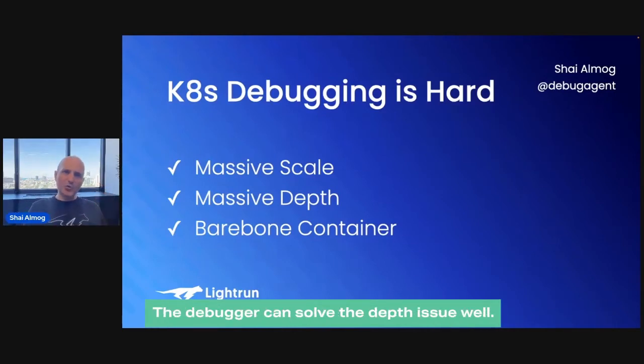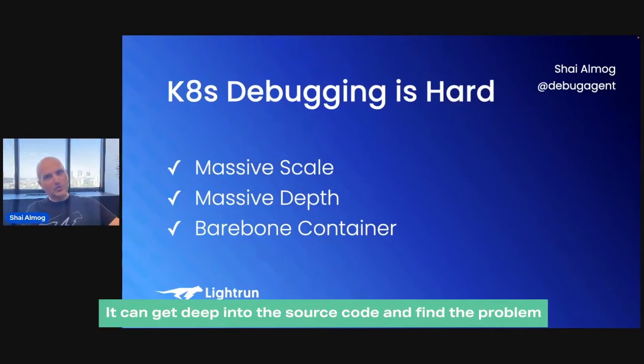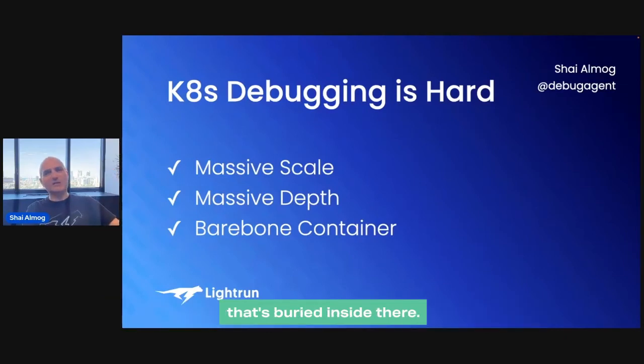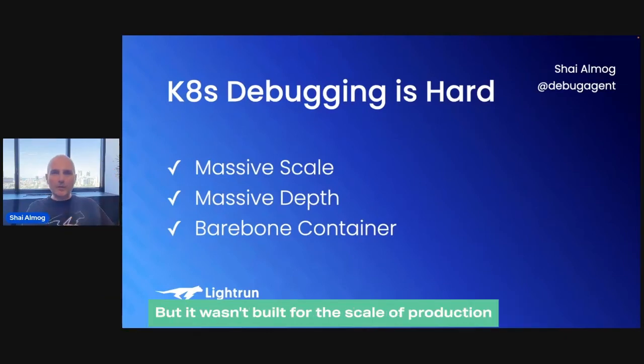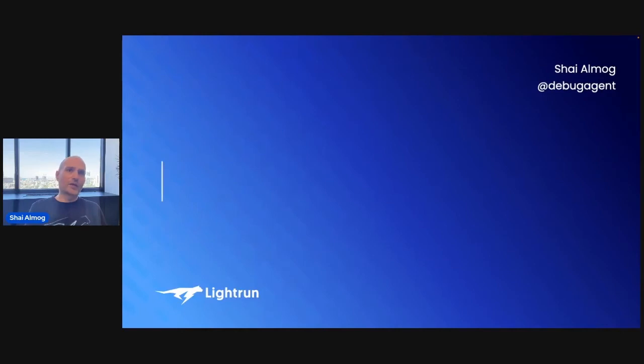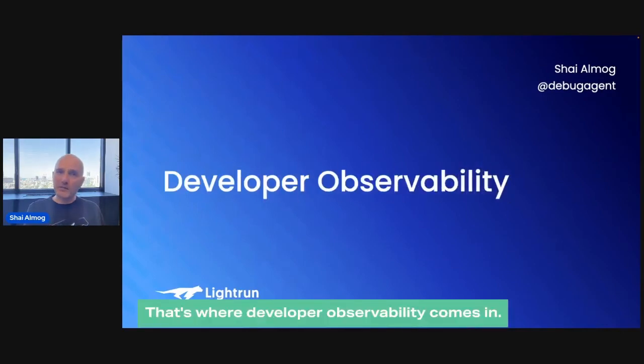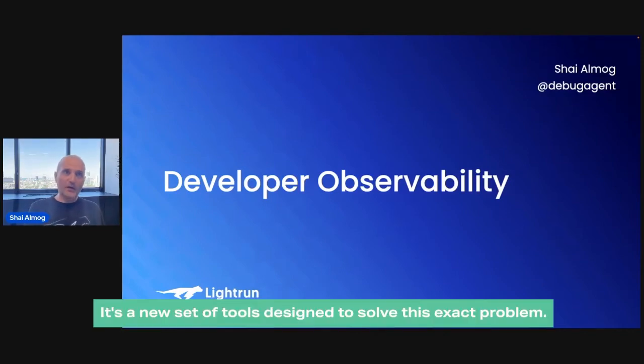The debugger can solve the depth issue well. It can get deep into the source code and find a problem that's buried inside there. But it wasn't built for the scale of production, or for production itself for that matter. That's where developer observability comes in. We used to call this continuous observability, but developer observability makes more sense. It's a new set of tools designed to solve this exact problem.